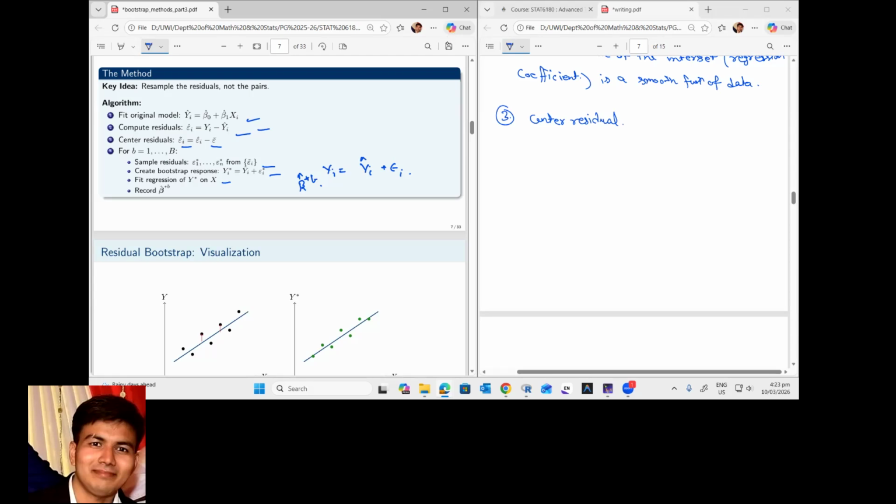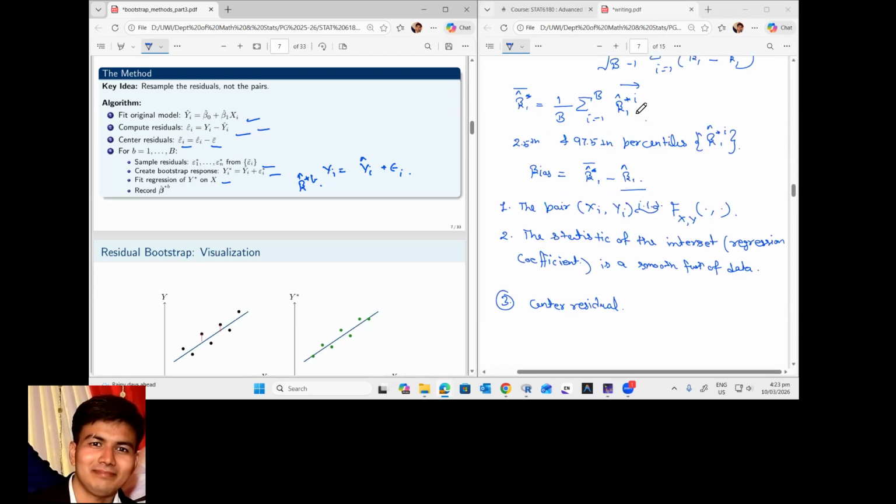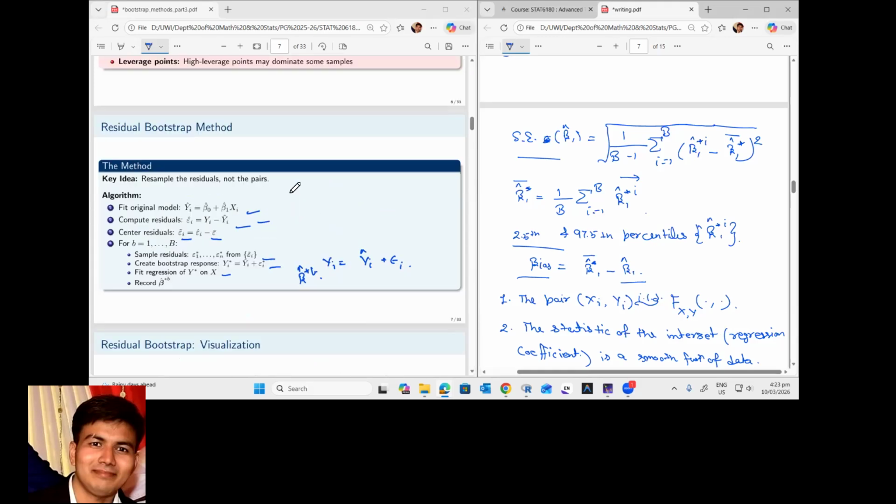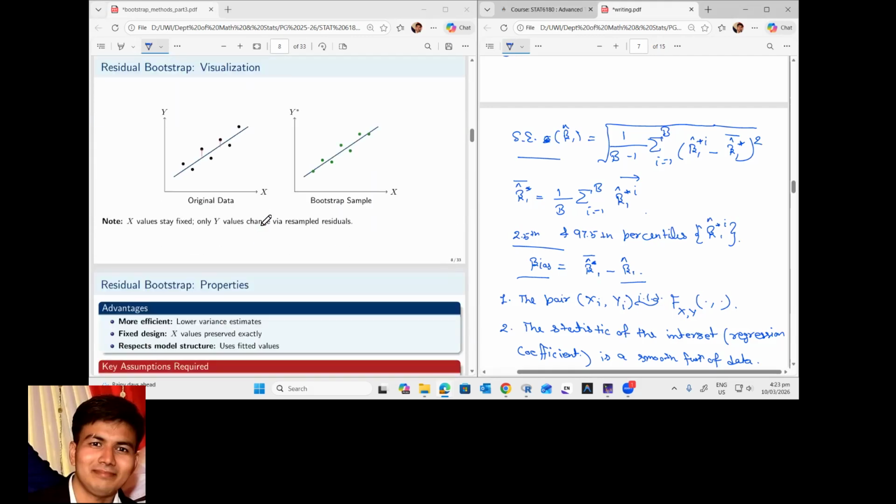After that, we record all the beta cap star b for each sample, and we find the inference as we have discussed earlier. Similarly, we can find the bias, the confidence interval, and the standard error. So this is the model for the residual bootstrap method.